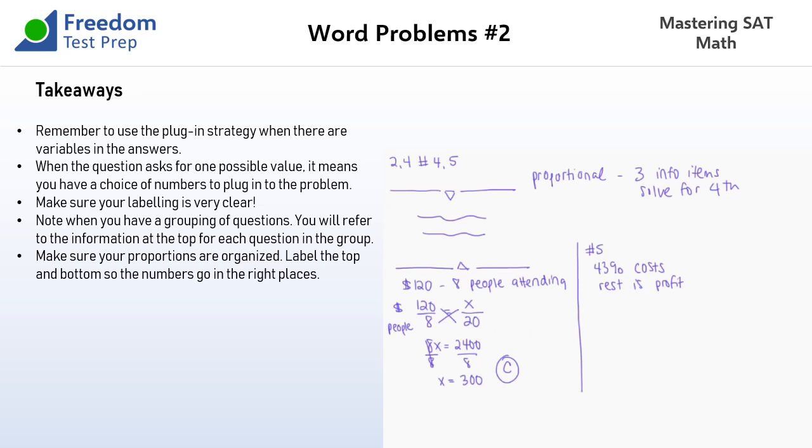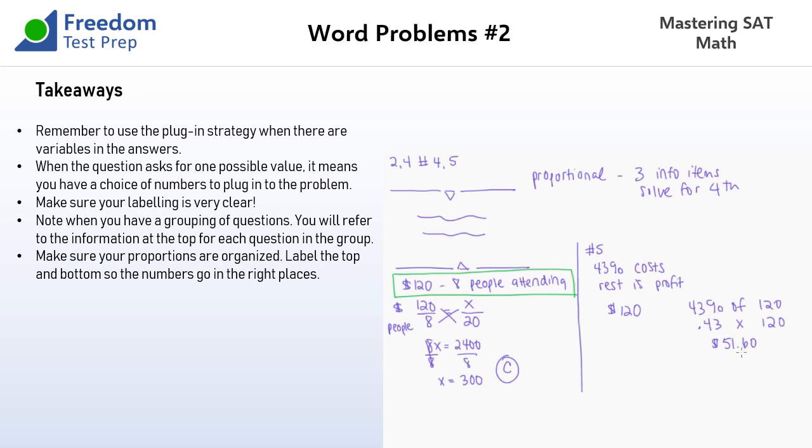Well, we already said up here that the given information is when 8 people attend, the performer makes $120. So we already know this to be true. The total amount is 120. Now we know that 43% goes to costs. So the little question here is 43% of 120. 43% is 0.43 as a decimal, of is multiplication, and 120 is 120. So when we do this, we get 51.60.